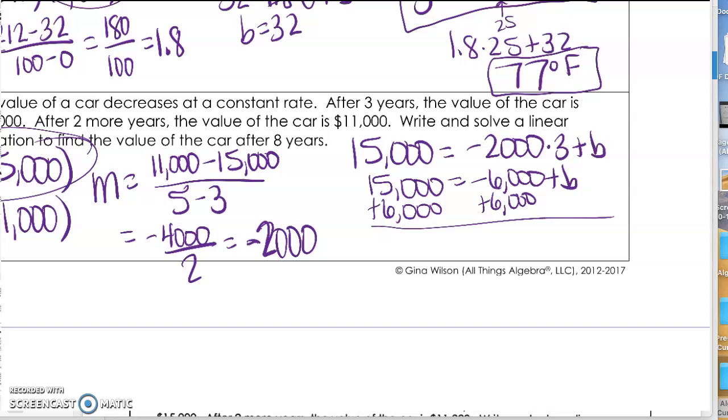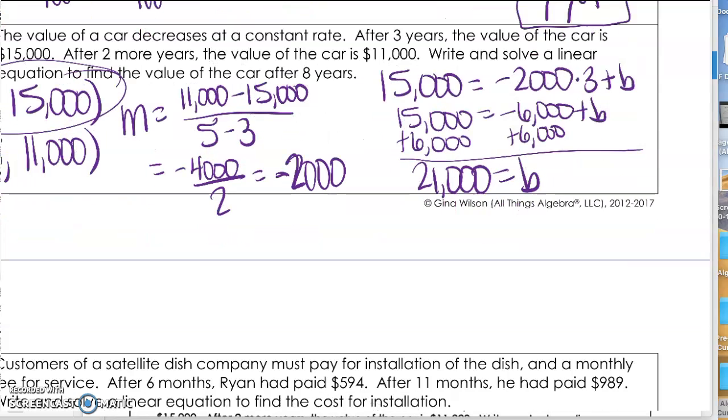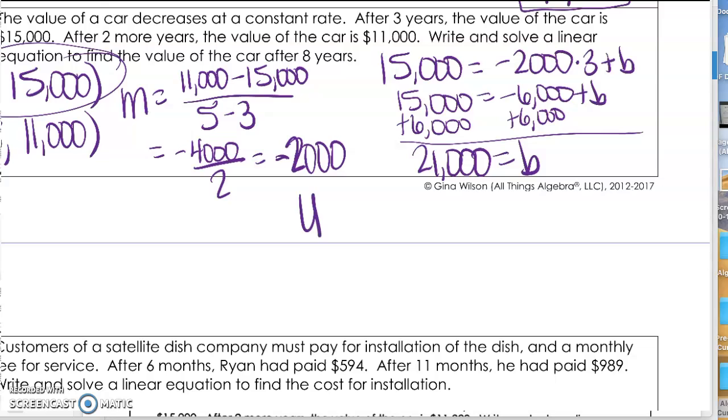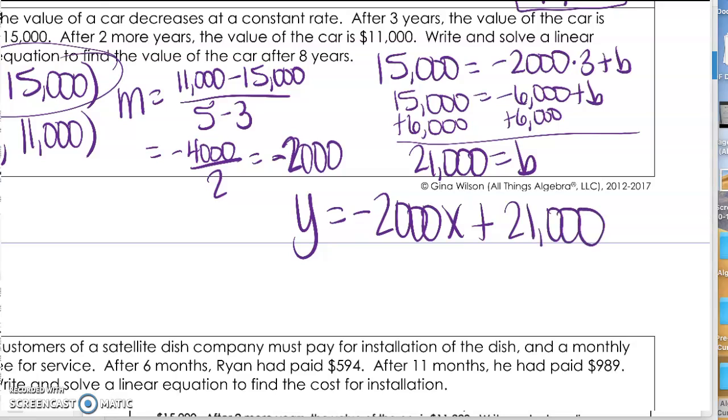This is the most work you'll have to do. 21,000 is equal to b. That's the starting value then of the car. So it started at 21,000. After 3 years, it was down to 15,000. After 5 years, it was down to 11,000. So our equation is y equals negative 2,000x plus 21,000.